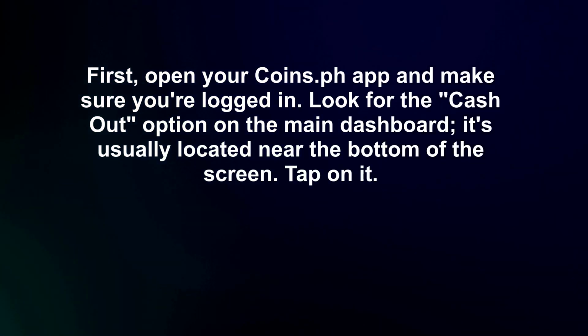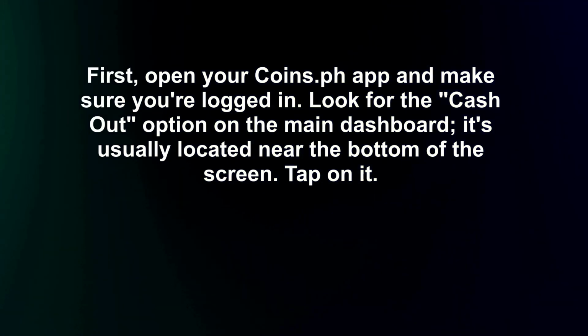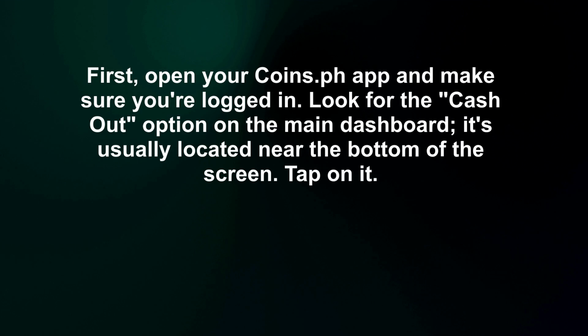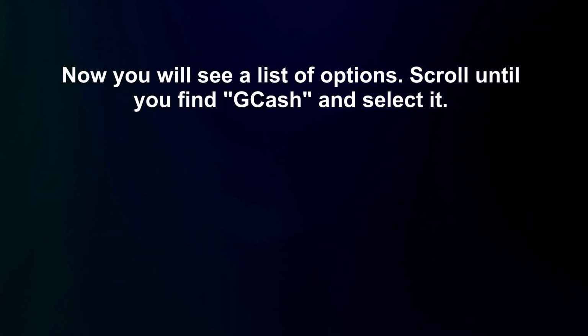First, open your Coins.Ph app and make sure you're logged in. Look for the Cash Out option on the main dashboard. It's usually located near the bottom of the screen. Tap on it. Now you will see a list of options. Scroll until you find Gcash and select it.